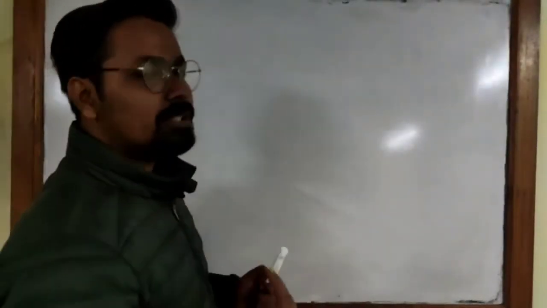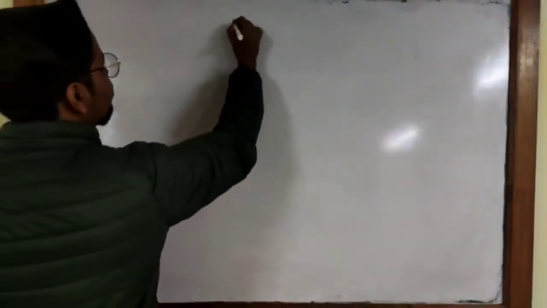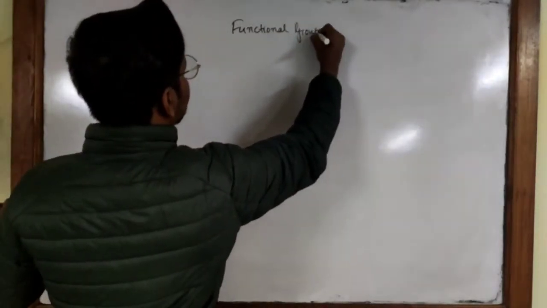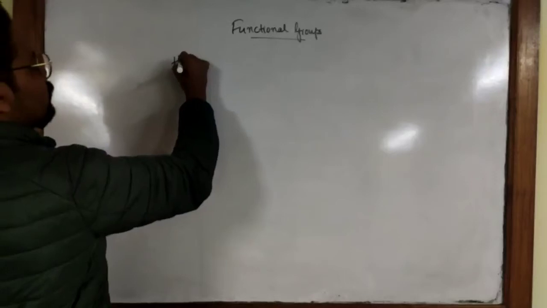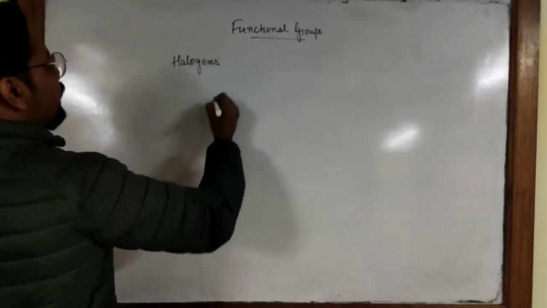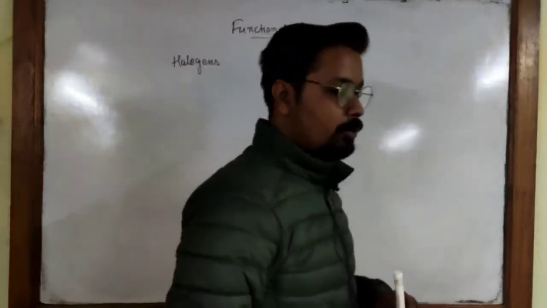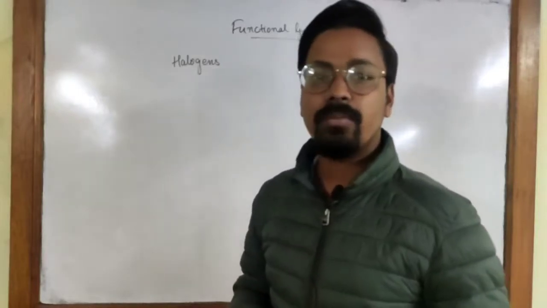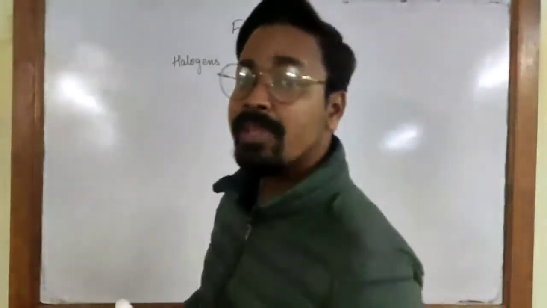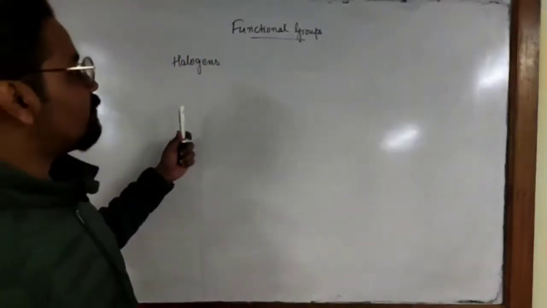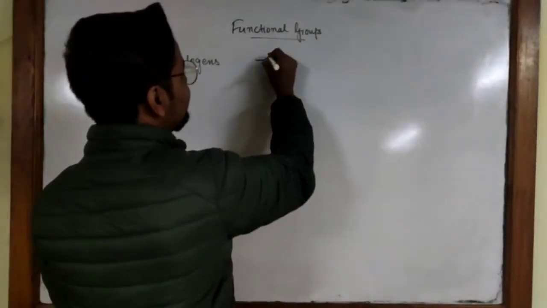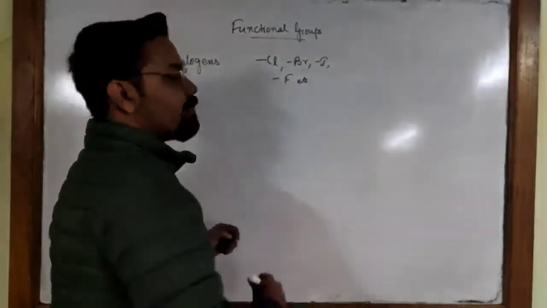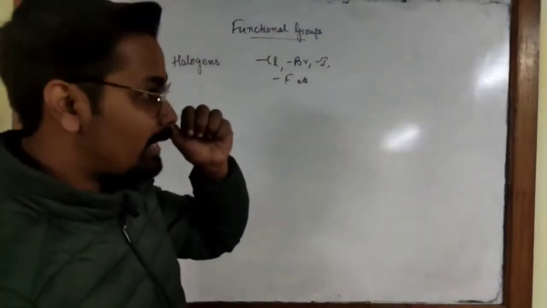So the first one that comes into the list of functional groups are halogens. Halogens means, if you look into the periodic table, the elements of group 17, that is fluorine, chlorine, bromine, iodine, these are all halogen elements. So halogen means if they contain things like chlorine, bromine, iodine, fluorine, etc. Okay, so how do you show that in a carbon compound?